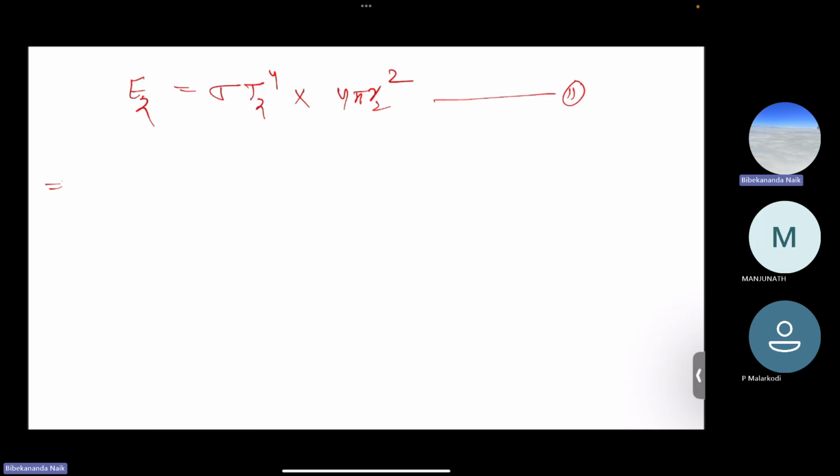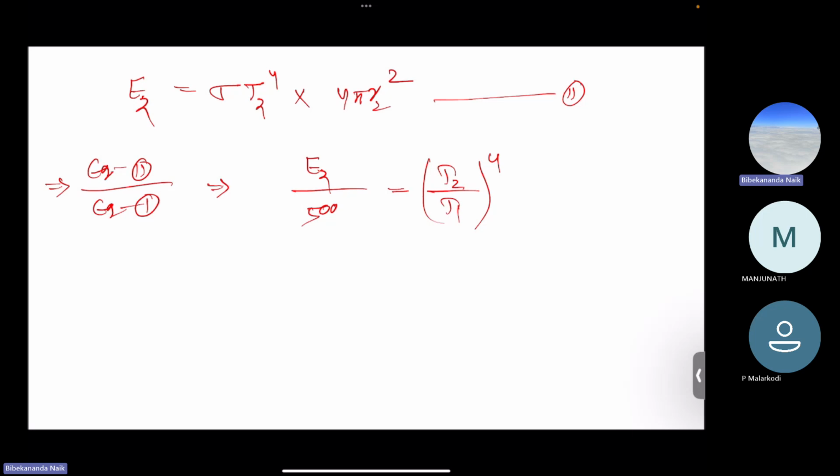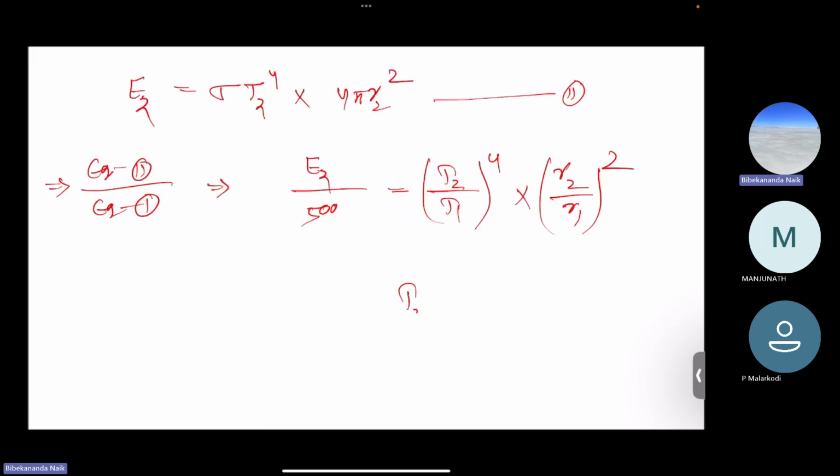Now if we divide equation 2 by equation 1, it will give us E2 divided by 500 is equal to T2 by T1 to the power 4, because sigma will cancel from both the equations, as it is a universal constant. Also 4 pi will get cancelled, and we will get R2 divided by R1 square. According to the question, the radius is halved and the temperature is doubled, so T2 is 2T1 and R2 is R1 by 2.